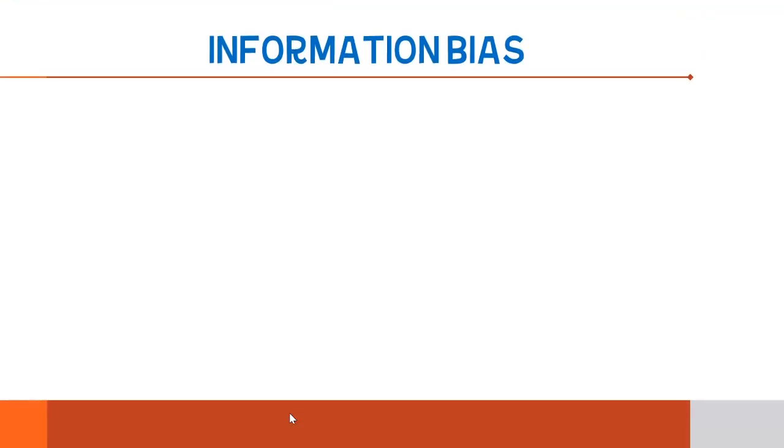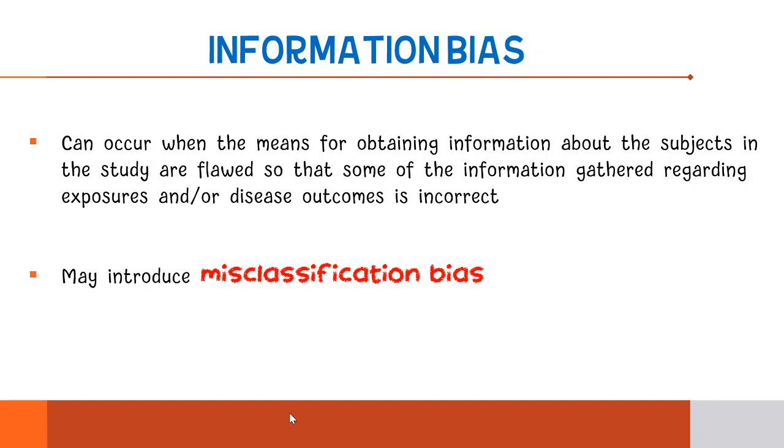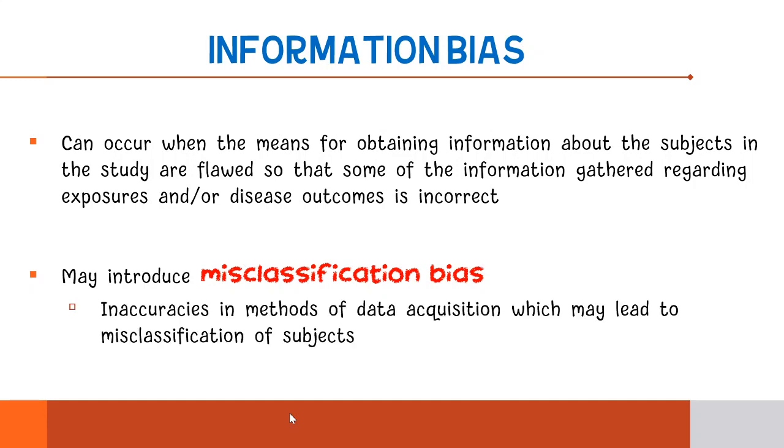Now, this is just an additional type of bias which is your information bias. Now, this can occur when the means for obtaining information about the subjects in the study are flawed so that some of the information gathered regarding exposures and or disease outcomes is incorrect. Now, information bias could actually introduce misclassification bias. Misclassification bias meaning inaccuracies in methods of data acquisition which may lead to misclassification of subjects.